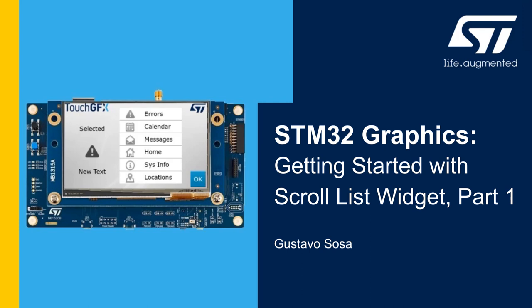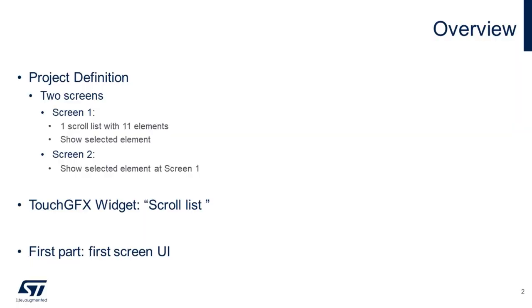I'm going to put another video from STMicroelectronics. This is the first video of three. We will show how to use the scroll list widget. We'll create two screens. The first screen will have the scroll list and will show the selected element from the scroll list. To know how to pass information of the scroll list selected element to screen 2, we'll show the selected item at screen 1.